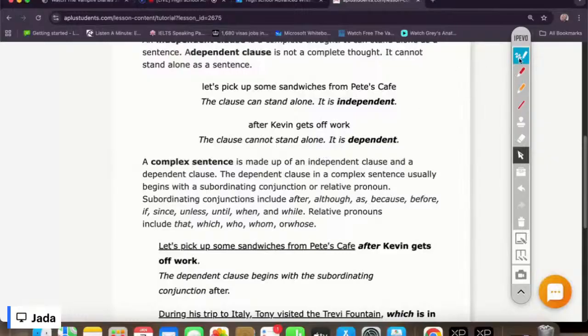A complex sentence is made up of an independent clause and a dependent clause. The dependent clause in a complex sentence usually begins with a subordinating conjunction or relative pronoun. Subordinating conjunctions include after, although, as, because, before, if, since, unless, until, when, and while. Relative pronouns include that, which, who, whom, and whose.